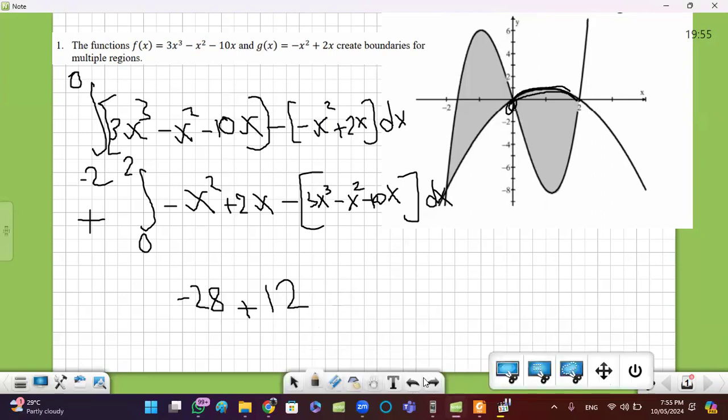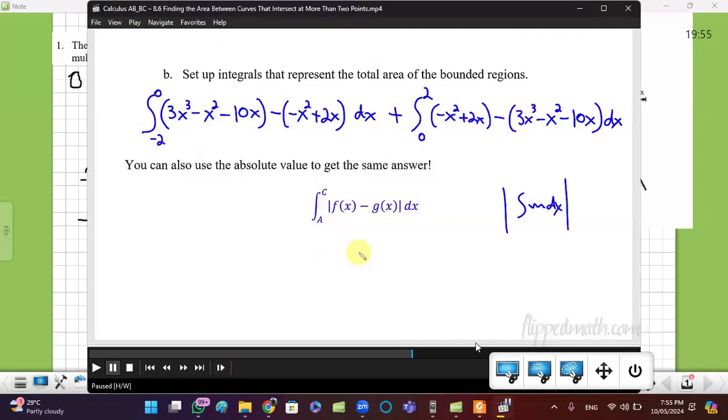What will I find? This is positive 28, and this is positive 12, correct? This is not negative. I told you the area is supposed to be always positive, correct? Yes. So from negative 2 to 0, this curve is supposed to be above. Let's see how he will do it.